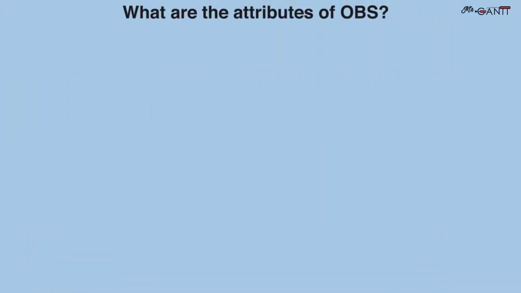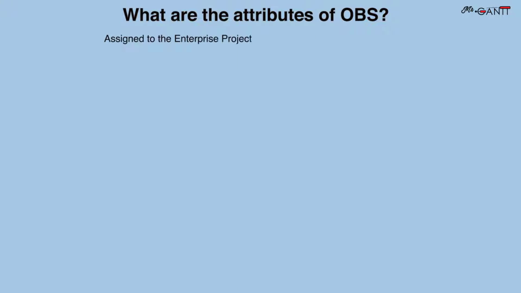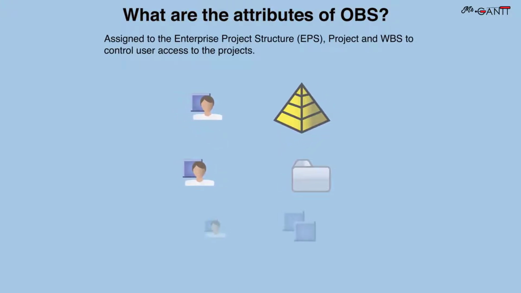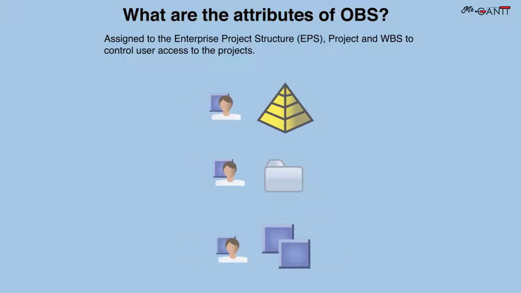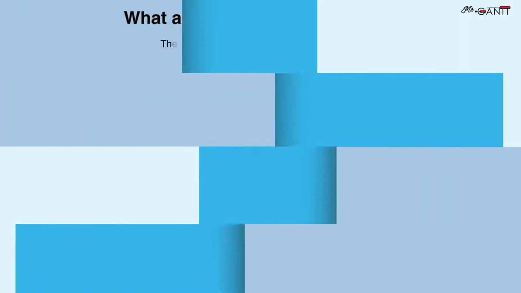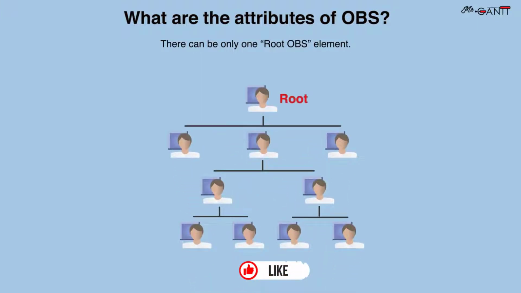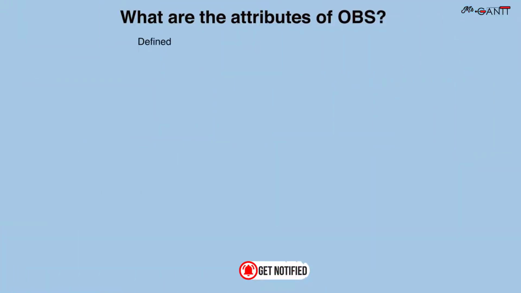What are the attributes of OBS? Assigned to the enterprise project structure, project and WBS, to control user access to the projects. There can be only one root OBS element. Defined or maintained by the Primavera administrator.